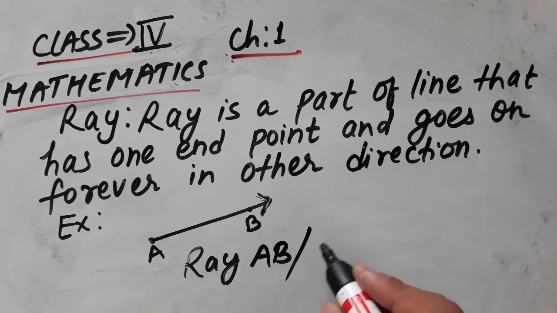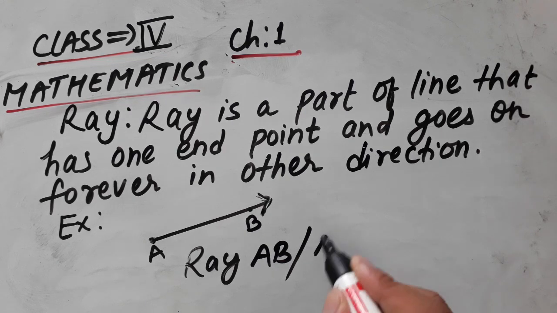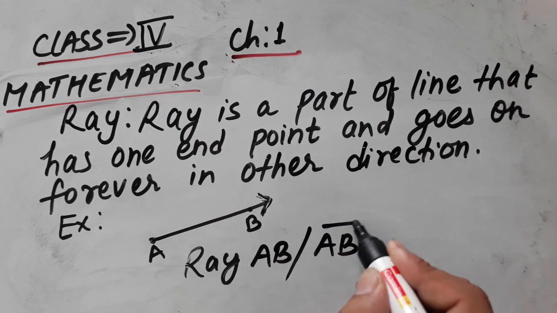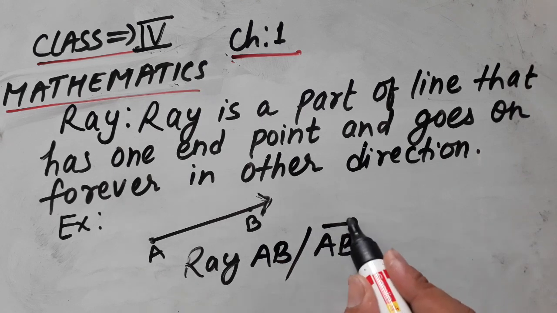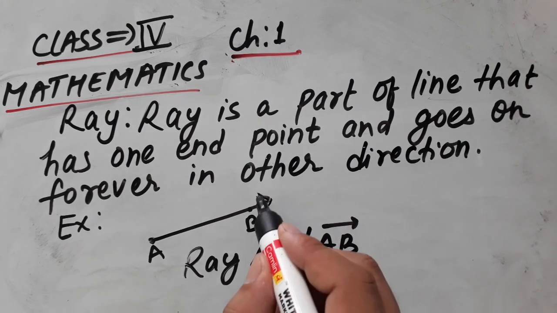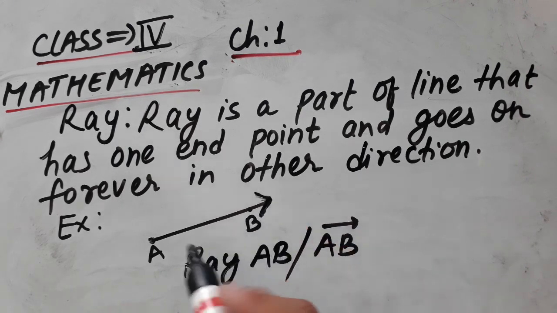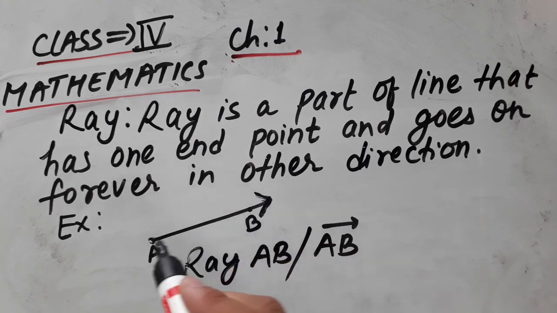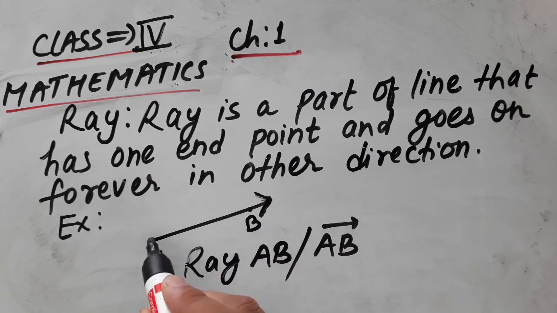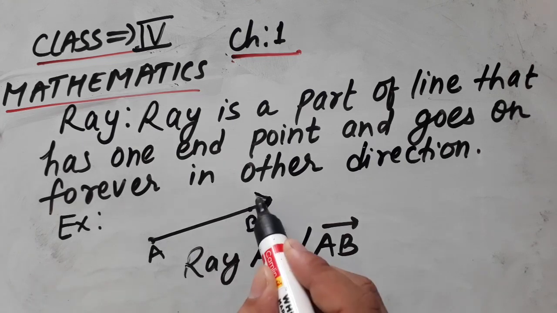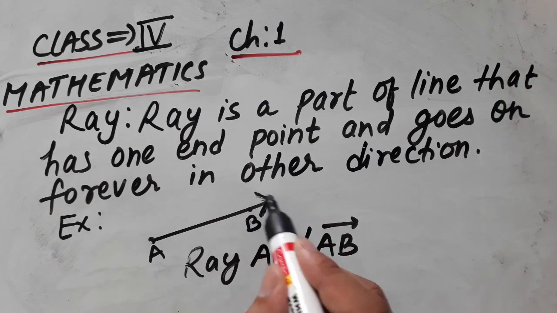In another way, you can write it like this. This is the symbol of ray, and simply you can recognize ray with the help of two things. One is it has got one end point and it has got one arrow.